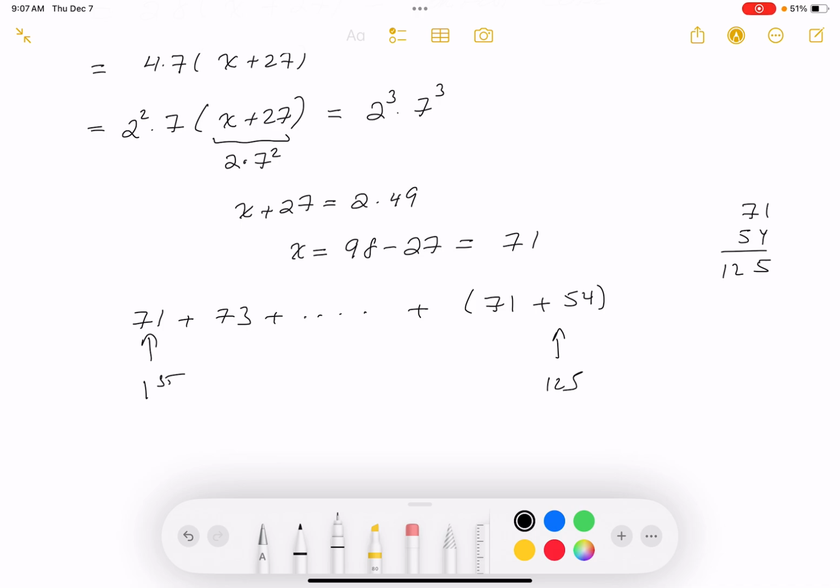What's their question? Again, I'll read it back to you. List the first and last of the smallest integers. So it's going to be 71 and 125. Put a box on it, and it's done. Thank you.